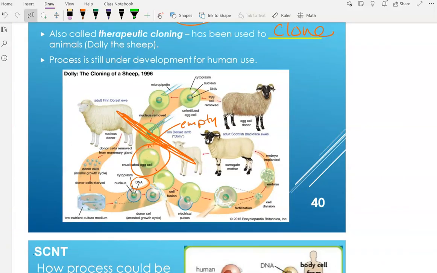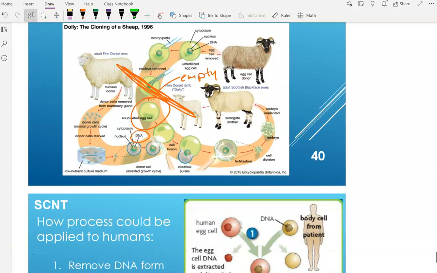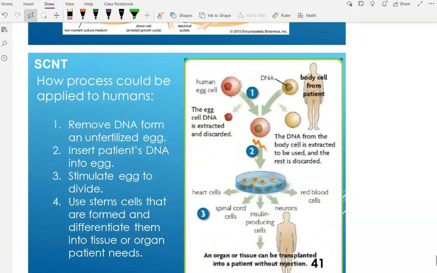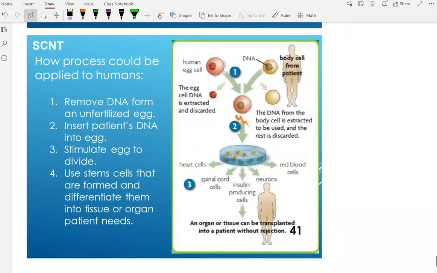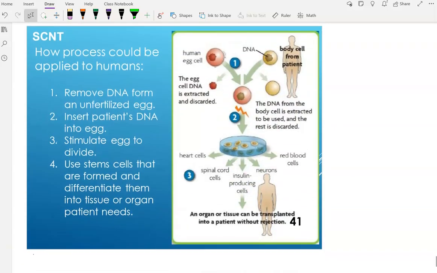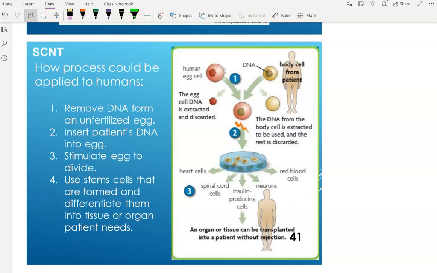Now, in terms of how this could potentially be used for humans, again, this all sounds good in theory. In practice, it's a lot harder. But in theory, this is how we can use that idea of cloning to help humans in a medical sense. We could take a human egg cell from a female and extract the DNA. So then you have this empty cell. And then you could take the DNA from the patient and put their DNA into that empty cell.